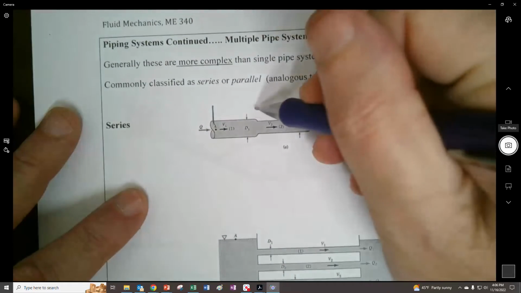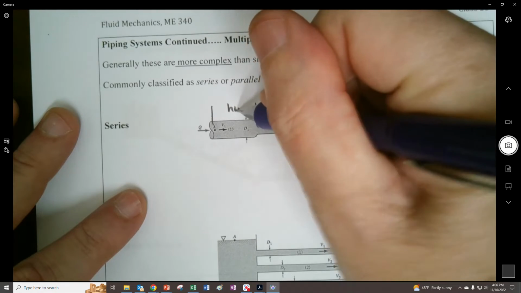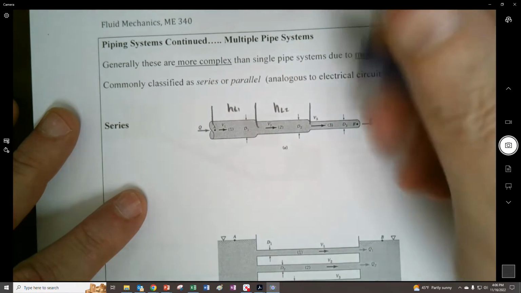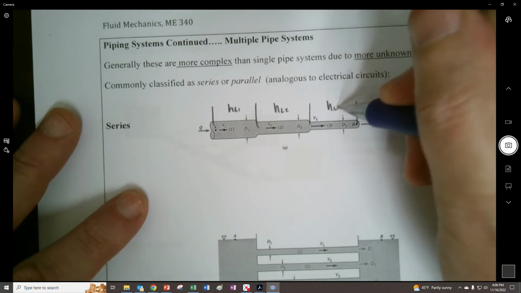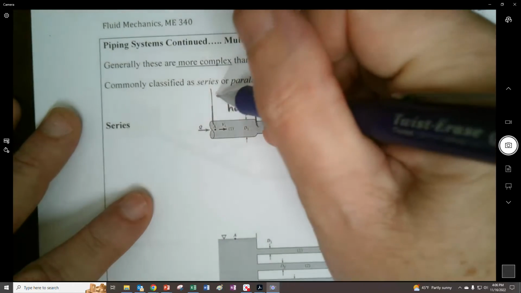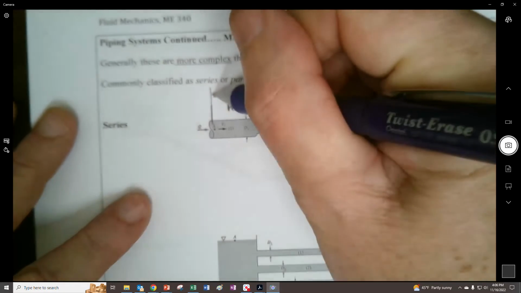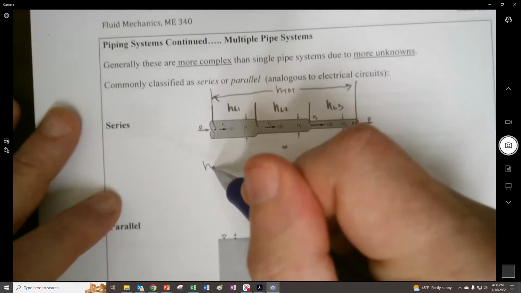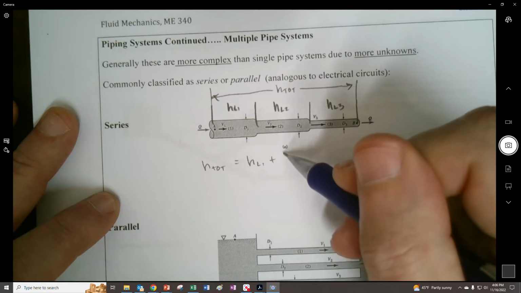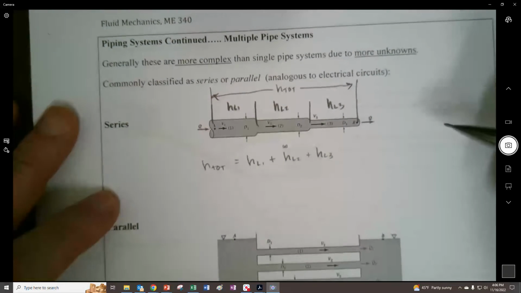where we have between here and here a head loss. We call that head loss 1, maybe HL1, and then the head loss between here, HL2, and the head loss between here, HL3. So the total head loss that this thing's going to experience right here, H tot, is going to be equal to HL1 plus HL2 plus HL3. I mean, that's pretty understandable.